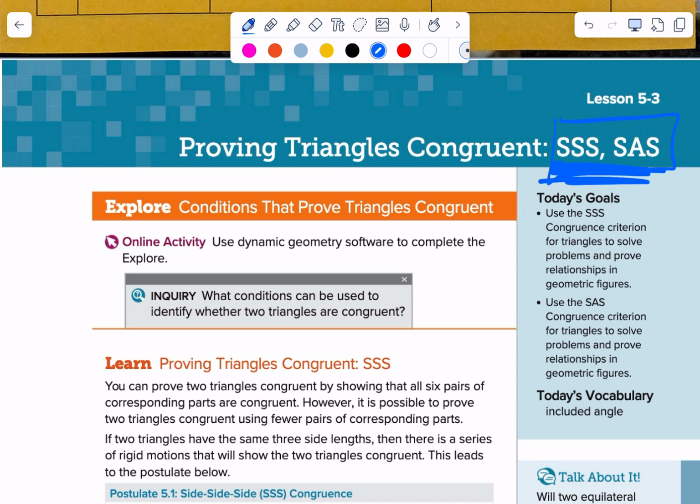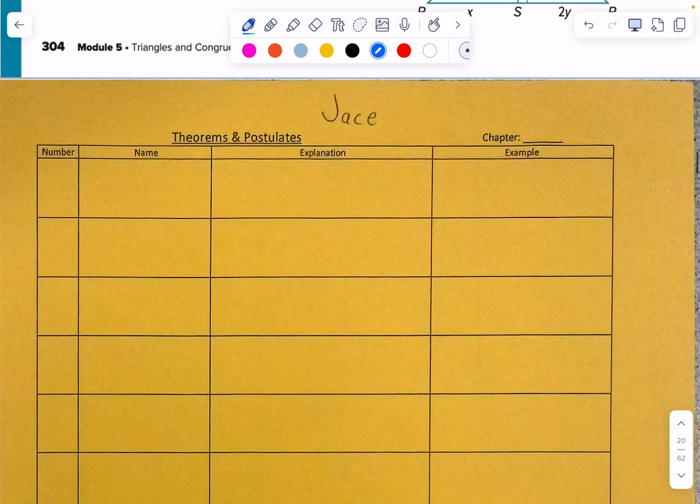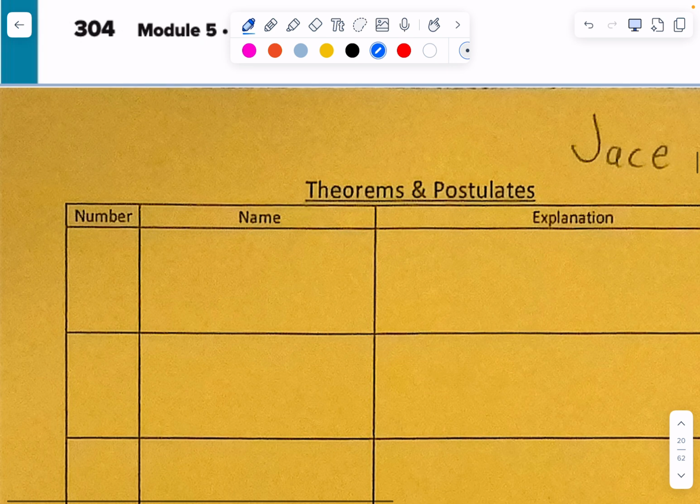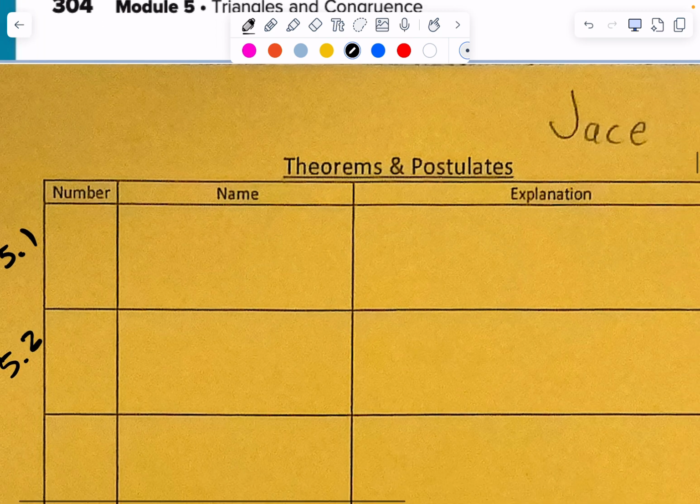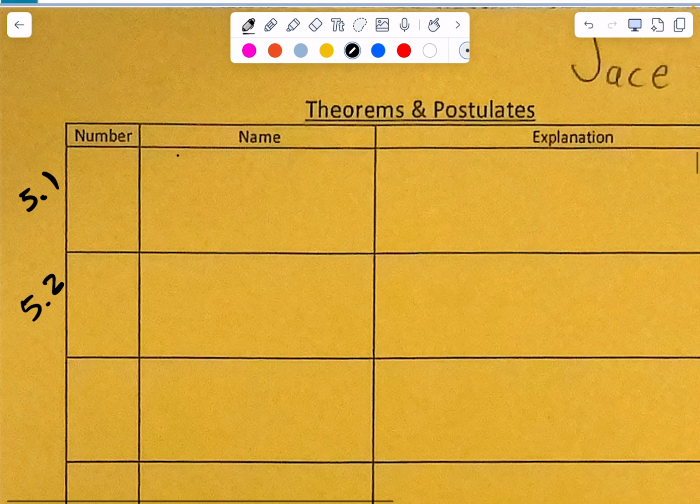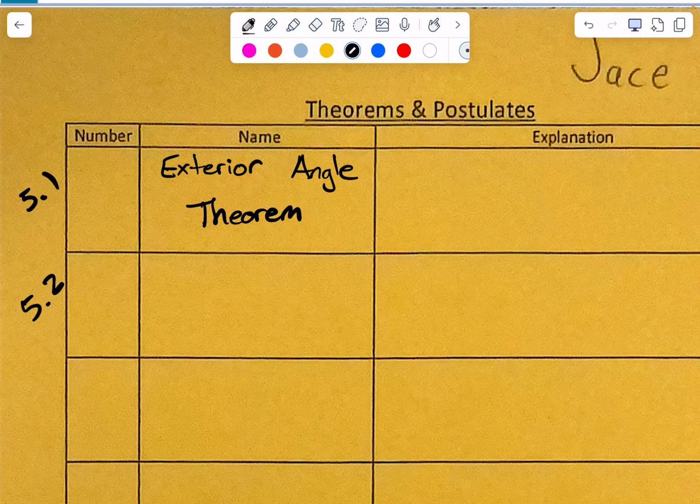But we're doing proofs, and in order to be able to do proofs, we have to have some stuff in our toolbox to be able to prove other things. So, things that we're going to put in our toolbox. Here we go. The drill. Stuff from the previous sections. This is from section 5.1. This is from section 5.2. I don't know what the number is, but the name is the exterior angle theorem. It's important, and we're going to write it down.